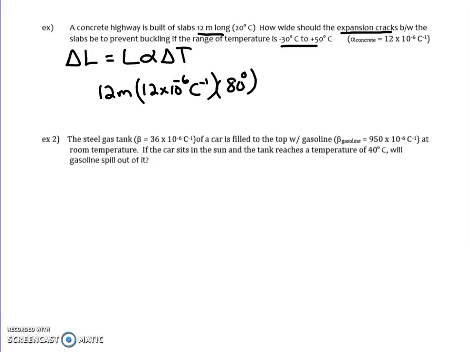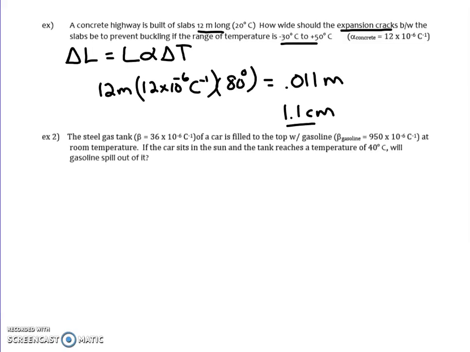Okay. So multiply those out. I'll do that for you. And we get 0.011 meters. So it's not a whole lot. All right. But it's enough that you have to take it into account. So when you lay the concrete down, between them you put a little rubber type material. 1.1 centimeters is not tiny. And if you don't account for that, then that's going to lead to greater wear and tear on the concrete over the course of time.